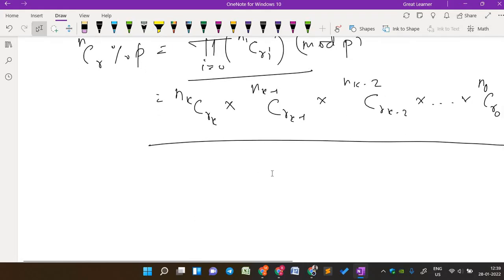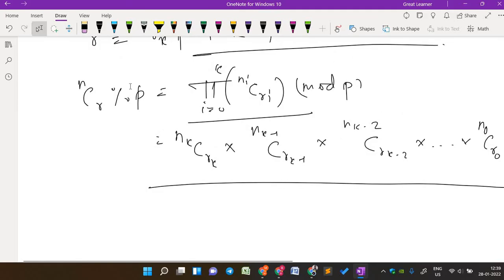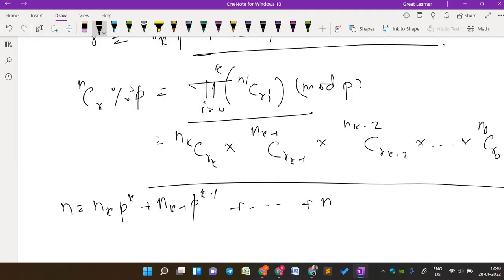So for finding this, in the place of n we know n equals nk p raised to k plus nk minus 1 p raised to k minus 1 plus dot dot dot up to n1 p plus n naught, right? This one. Okay, so if you divide it with p, this term will vanish, right?